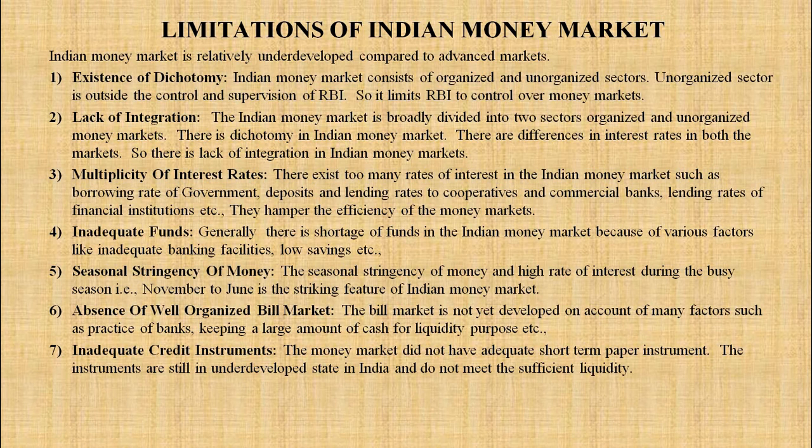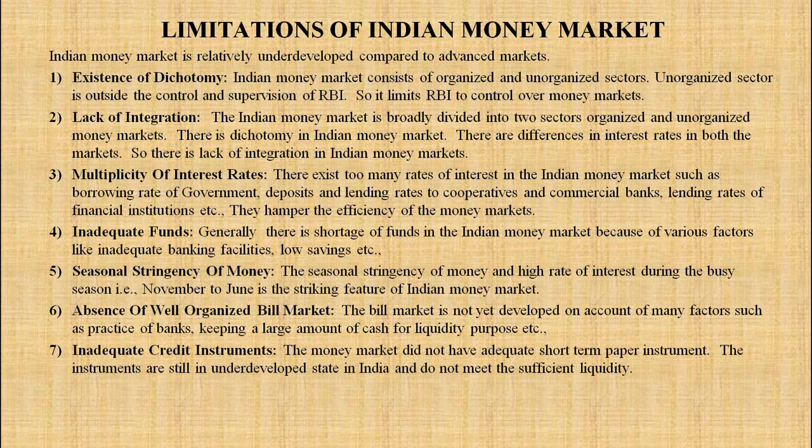Third, multiplicity of interest rates. There exist too many rates of interest in the Indian money market, such as the borrowing rate of government, deposits and lending rates to cooperatives and commercial banks, then lending rates of financial institutions, etc. They hamper the efficiency of money markets. Next, inadequate funds. Generally, there is a shortage of funds in the Indian money market because of various factors like inadequate banking facilities, low savings, etc.